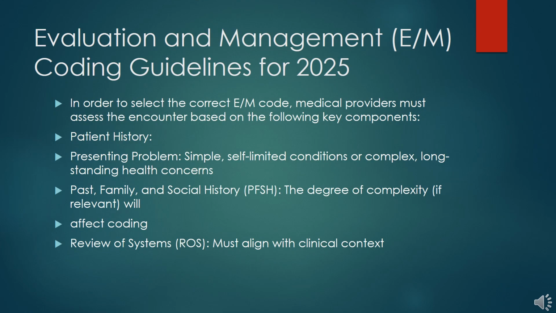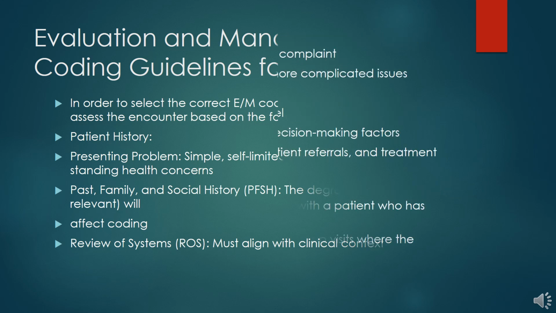Evaluation and Management EM Coding Guidelines for 2025. In order to select the correct EM code, medical providers must assess the encounter based on the following key components. One: patient history, including the presenting problem, simple self limited conditions or complex long standing health concerns, and past, family, and social history (PFSH). Each, depending on its degree of complexity, if relevant, will affect coding. Review of systems (ROS) must align with clinical context.